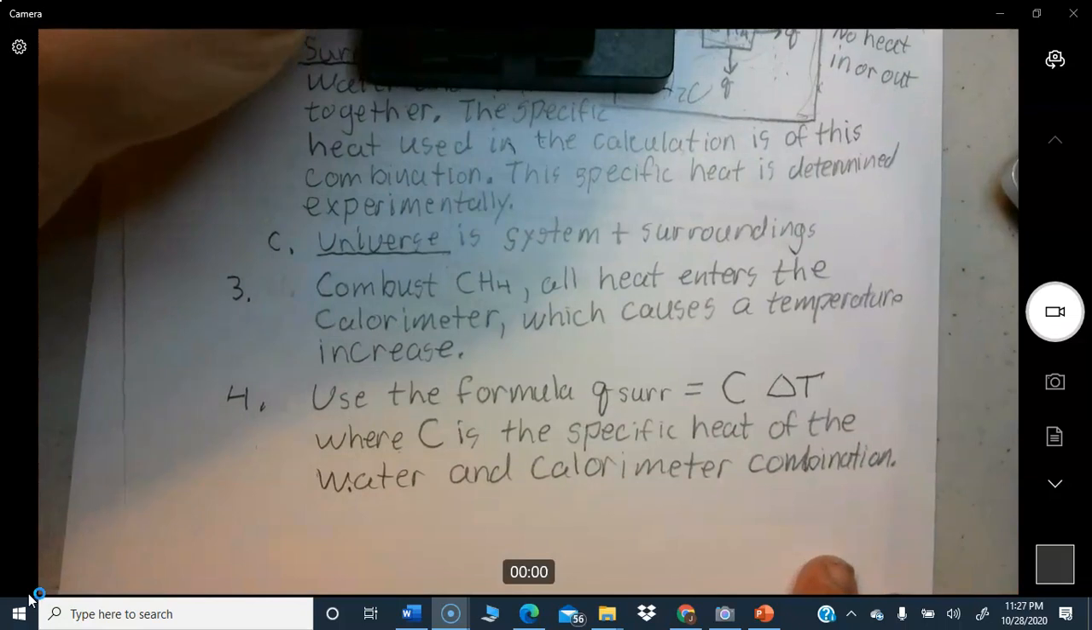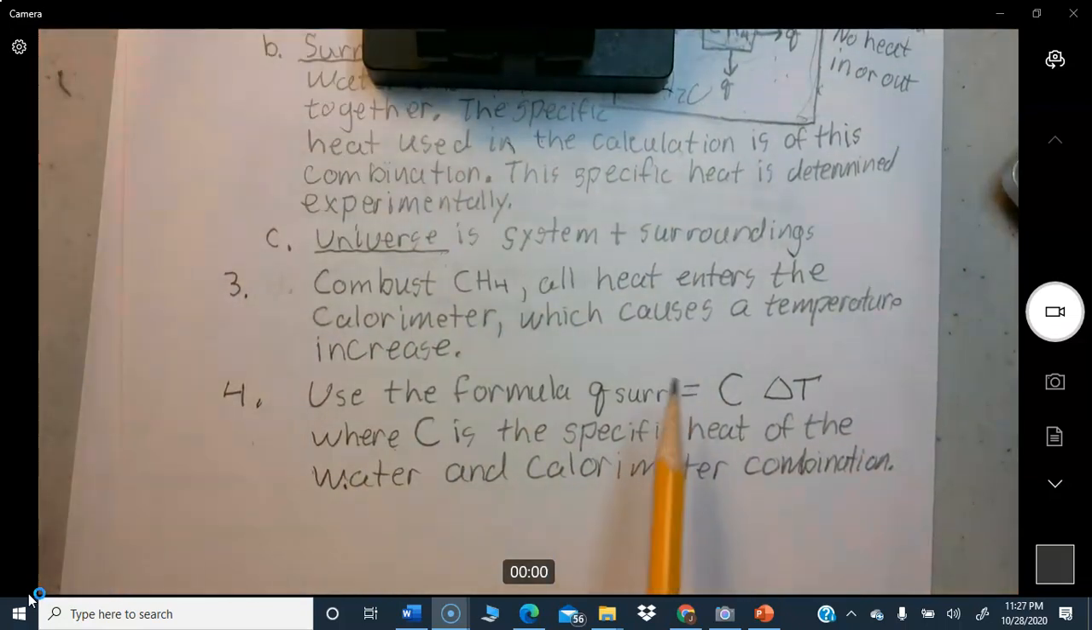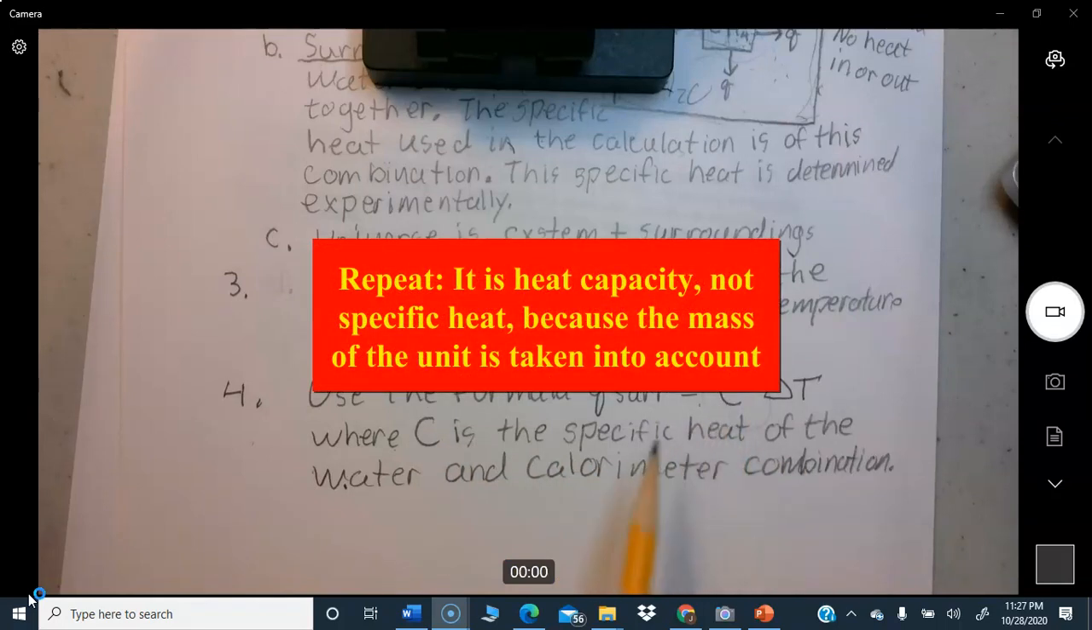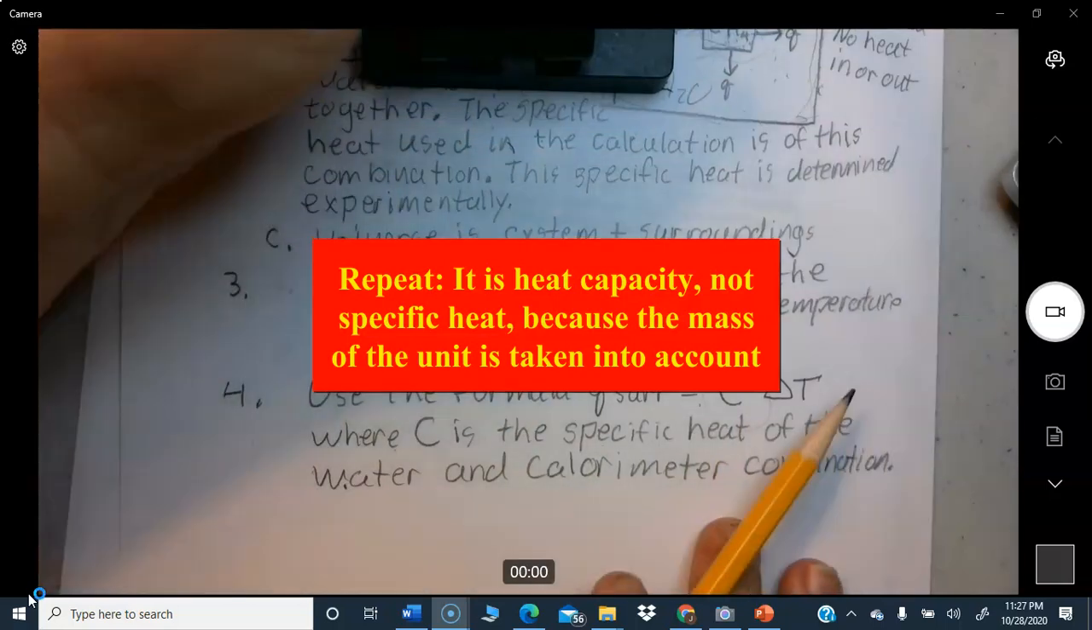Okay, so we're going to modify the formula different than the last one. The last one had mass of the sodium hydroxide and water times the specific heat of the water, which we treated as the specific heat of the sodium hydroxide and water together, times delta T. This one has just C, and that's the specific heat of the water and calorimeter combination. Okay, so again, that's something that's measured experimentally before you do this experiment.